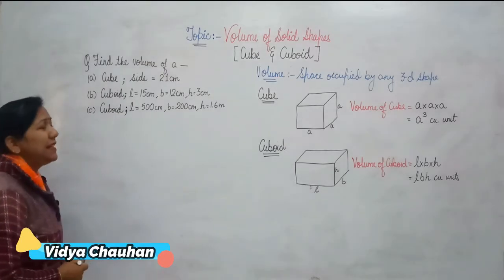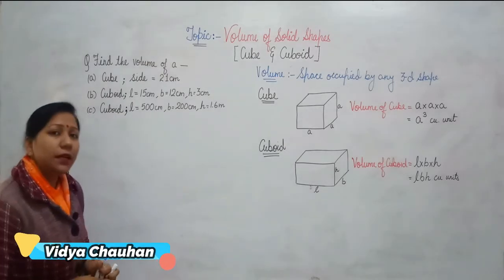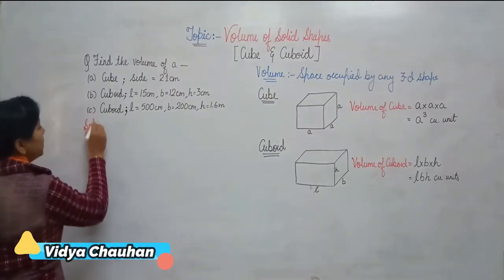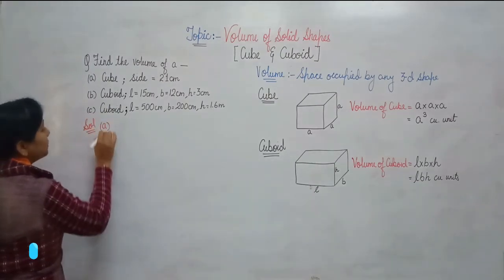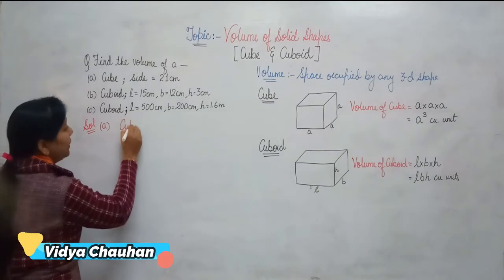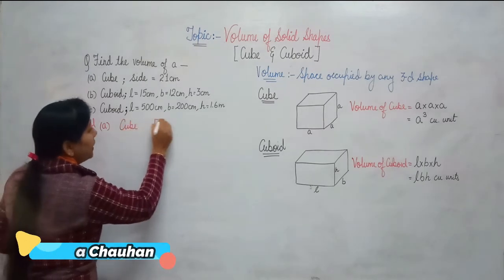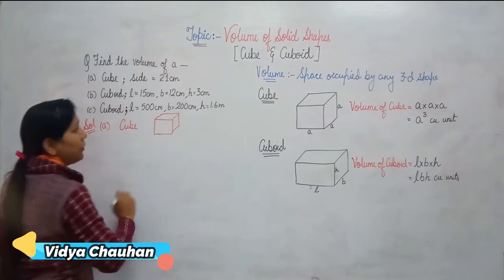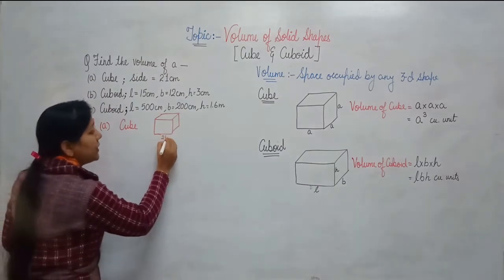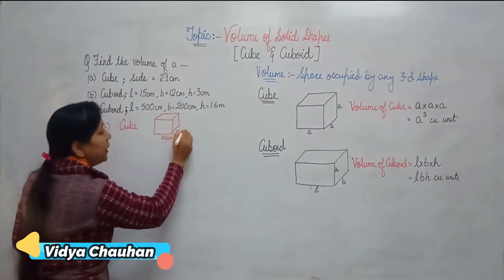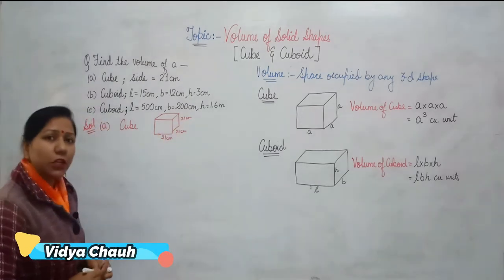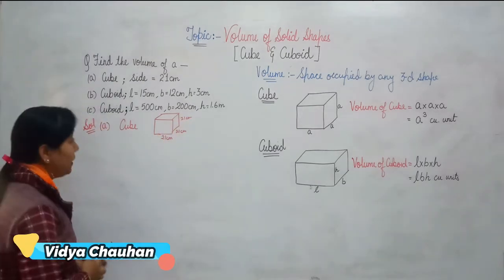Cube whose side is 21 centimeter each. So let us start doing the solution. Solution for the first part. In the first part, it is given to us that it is a cube. If I am drawing a cube here, this is the shape of a cube in which all the sides are of 21 centimeter each. Clear, students? So this is our cube with sides 21 centimeter each.